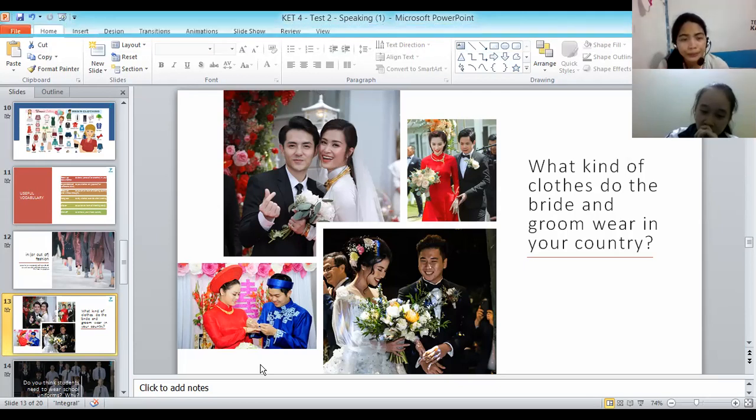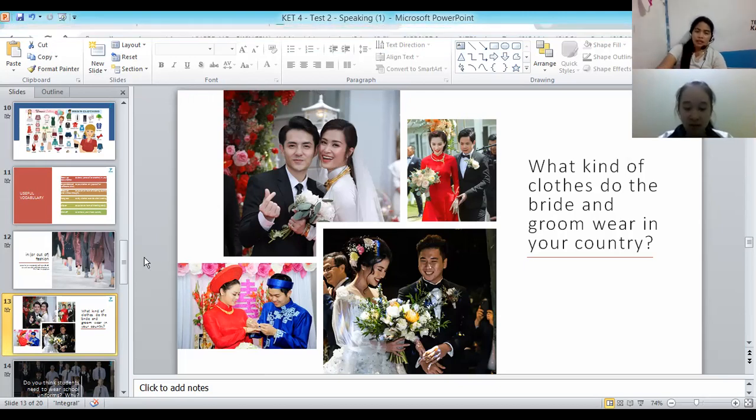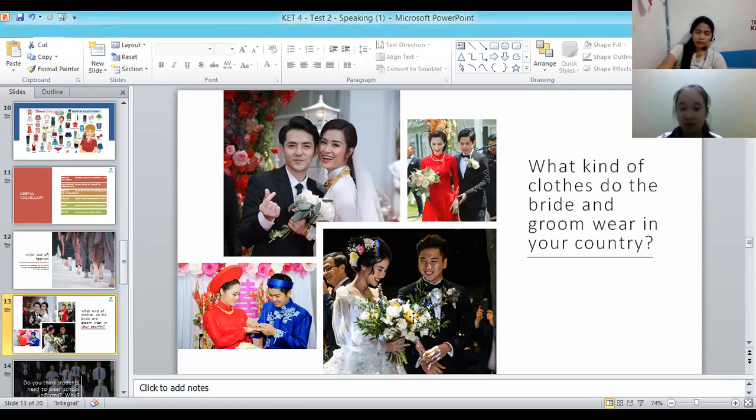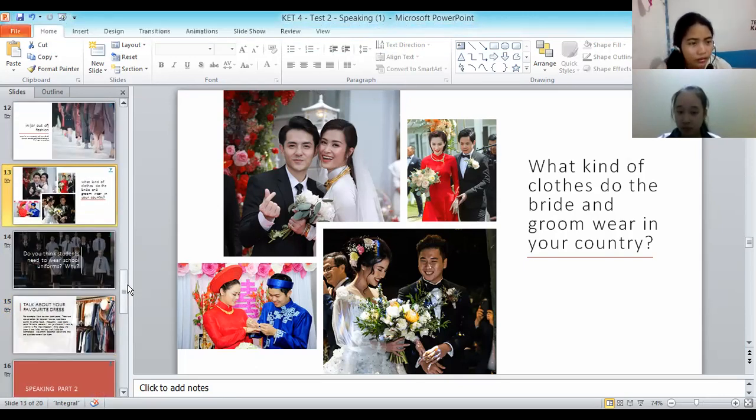Okay, just look at it. So in our country, the bride and groom also wear white, and the women and the girls wear this too. We wear that in our country. That is common. Okay.